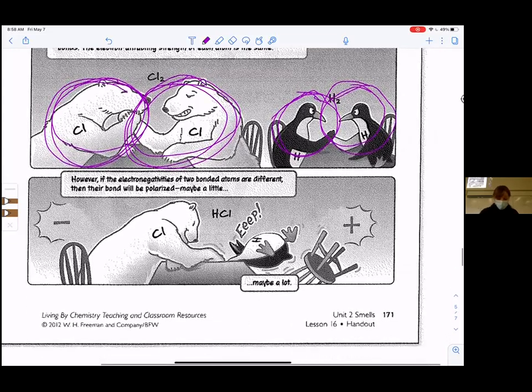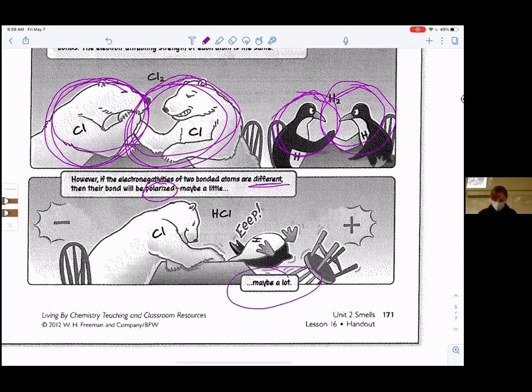If the electronegativities of 2 bonded atoms are different, then their bond is going to be polarized, maybe a little. So imagine a big, huge polar bear arm wrestling a little tiny penguin, and the penguin is getting its little penguin tushy kicked. Sometimes it's pretty significant.